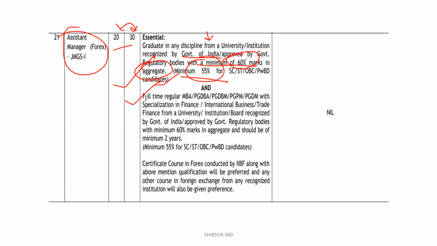Again, there is one more condition: full-time regular MBA or PGDBA, PGDBM, that is full-time, not part-time, or PGPM, PGDM with a specialization in finance or international business, trade finance from a university, institution or board recognized by the Government of India or approved by the government regulatory bodies, with a minimum of 60% marks, and it should be of minimum 2 years. Clear? MBA also comes in different durations, and here they specifically ask for a minimum of 2 years. Why did they include this specialization? Because if you have gone through this specialization, you have already covered the content regarding Forex.